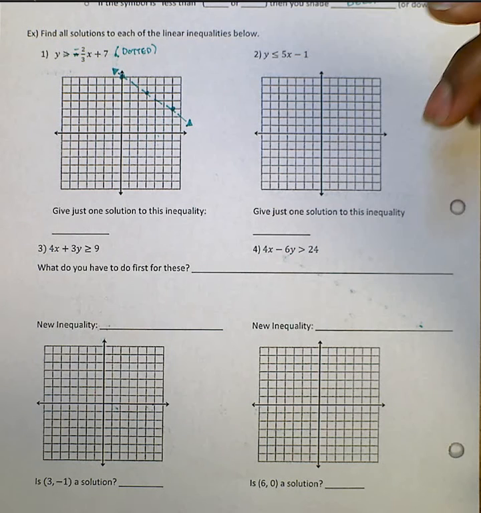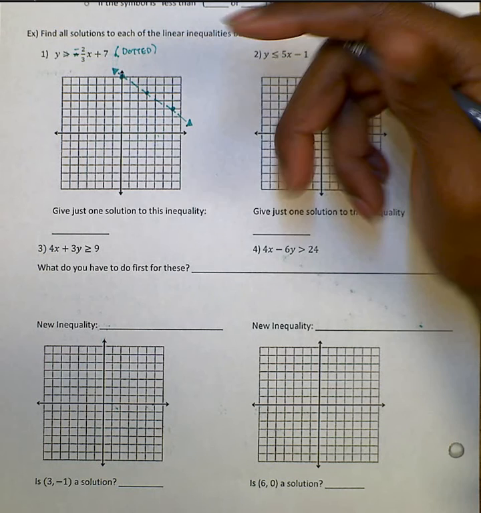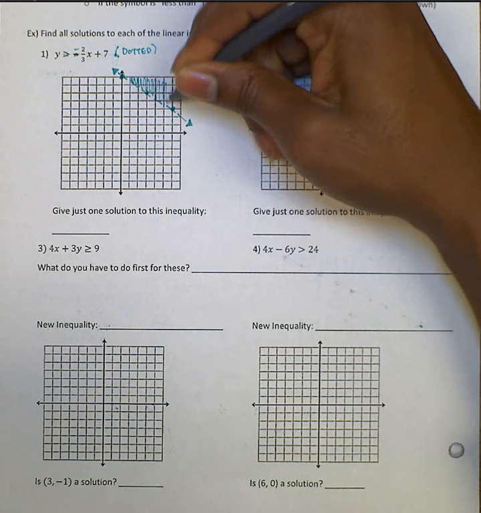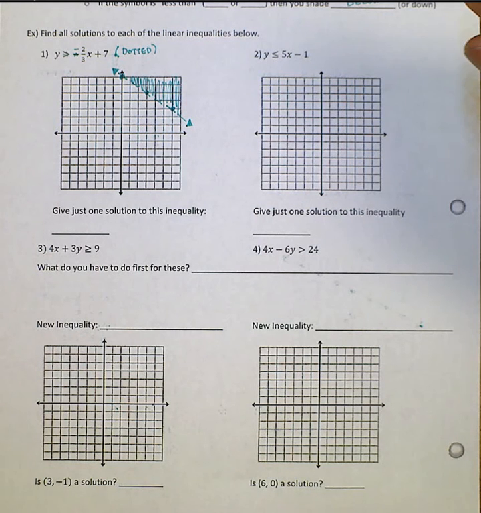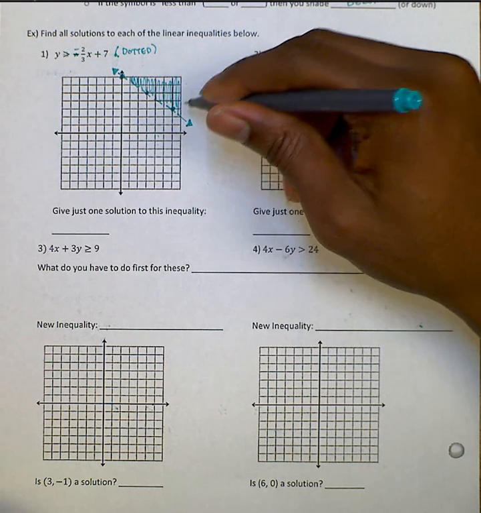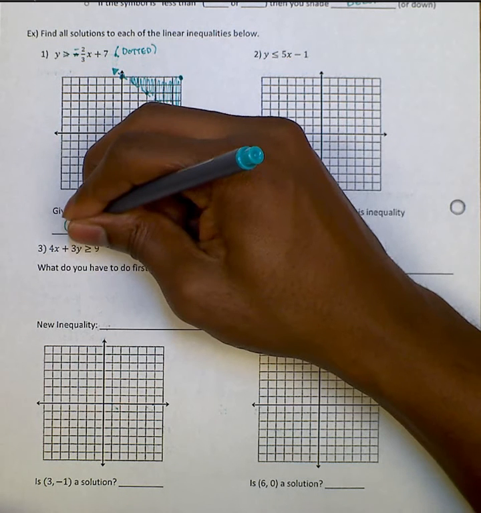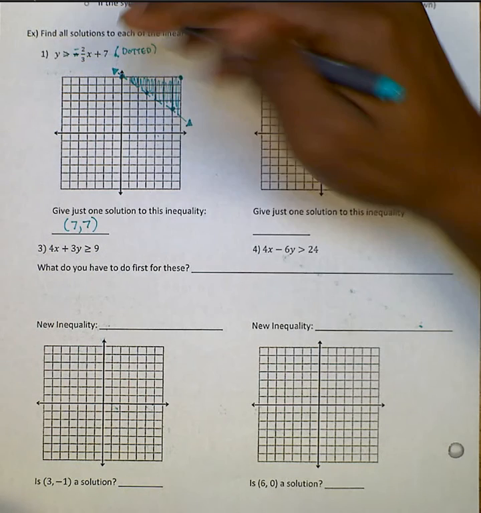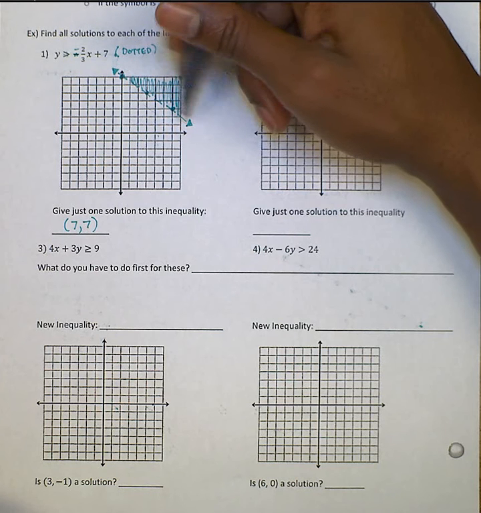Okay. All right. And then y is greater than. Greater than means we will shade above. We'll shade above this line. And here it says give just one solution to the inequality. Notice there's a bunch of them. I'm just going to say that, hey, this point's the solution. 7, 7. Okay. But realize that the solution cannot be on the dotted line.